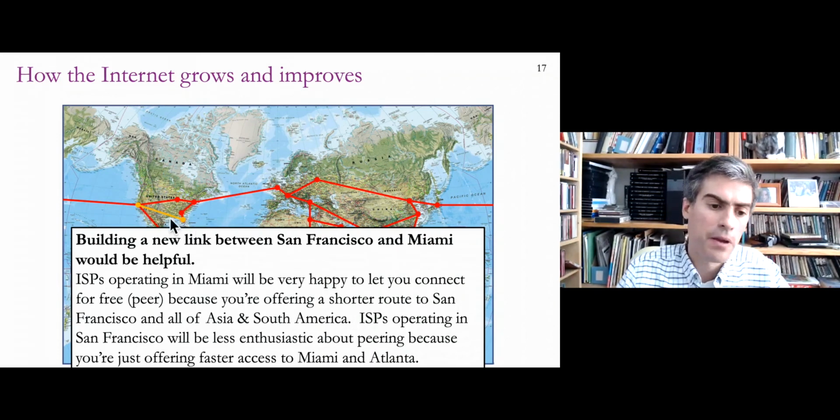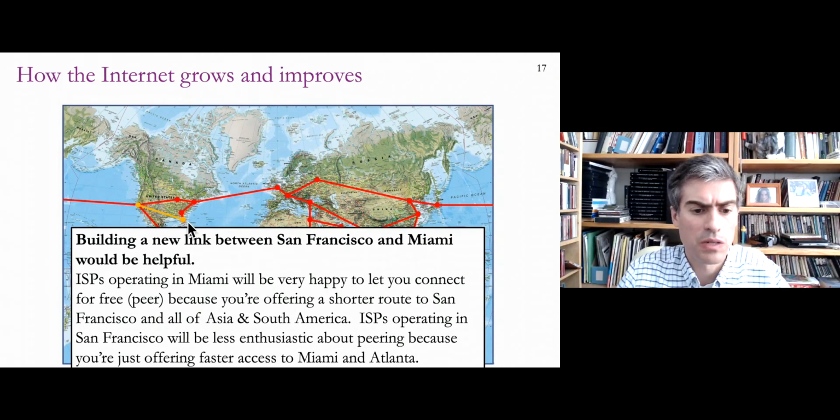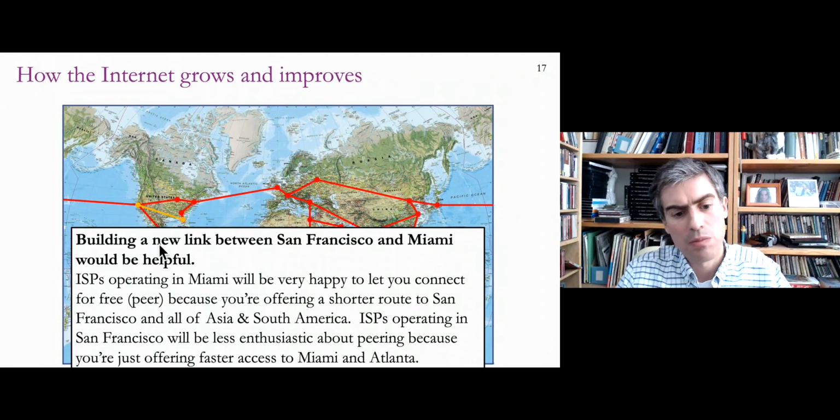On the flip side, most anyone in the world who wants to reach Miami benefits. About half the people, those who are reaching Miami from the left-hand side, can get there more directly through San Francisco rather than going through New York. That's nice, but Miami is only a small part of the internet, so it doesn't affect very many people.